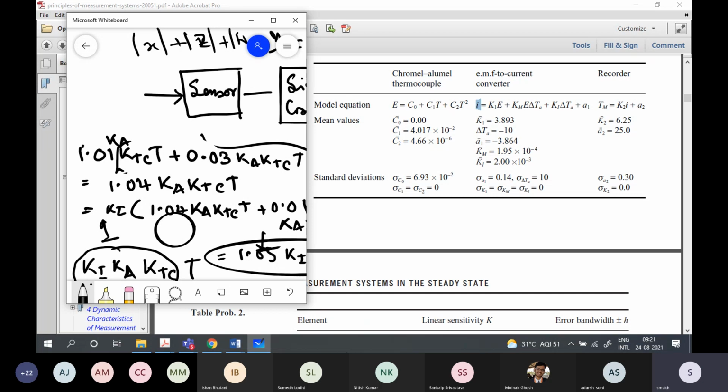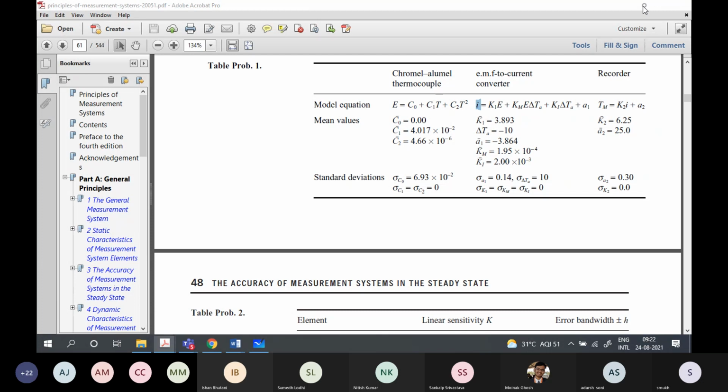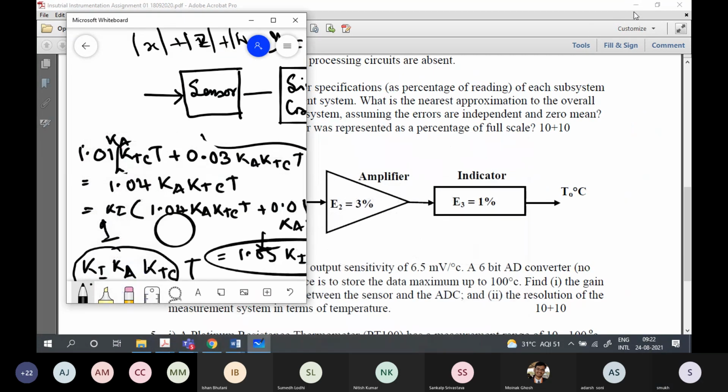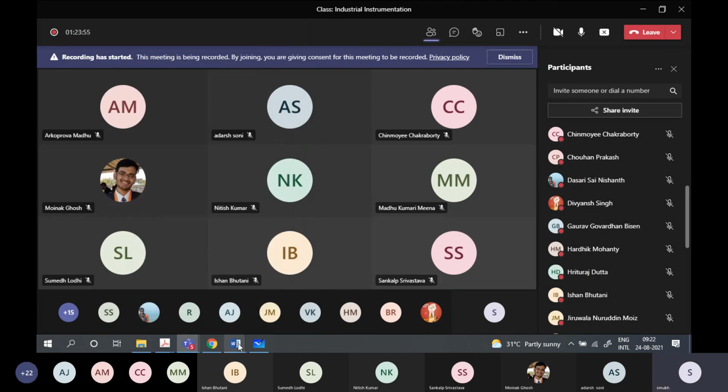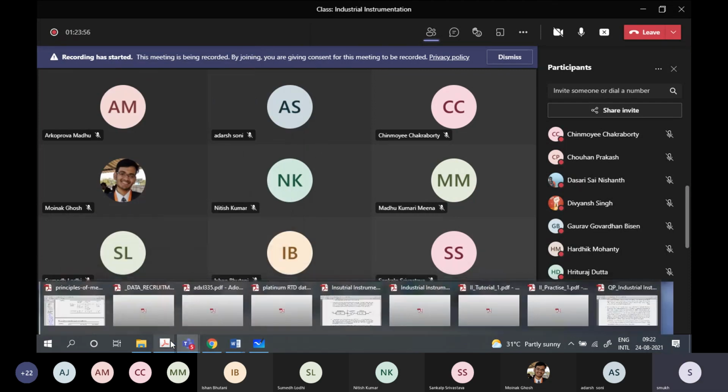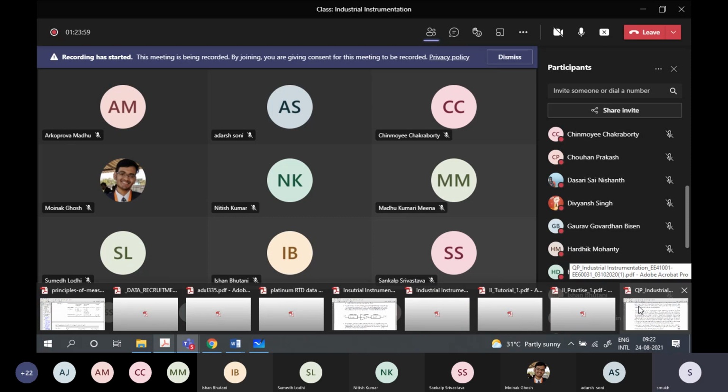So the worst case calculations, what happened here? Yeah. Okay. So let's do some other problem. Yes, I wanted to show you this one.